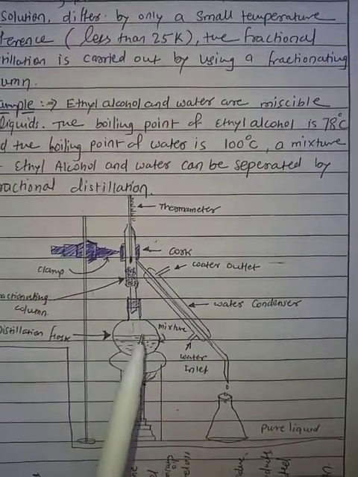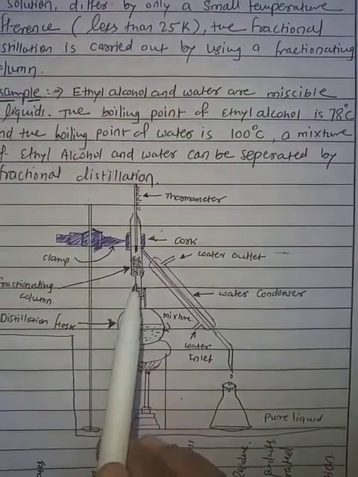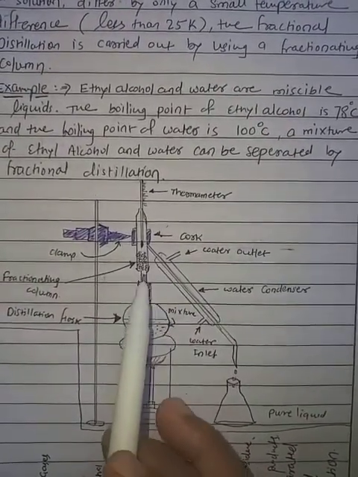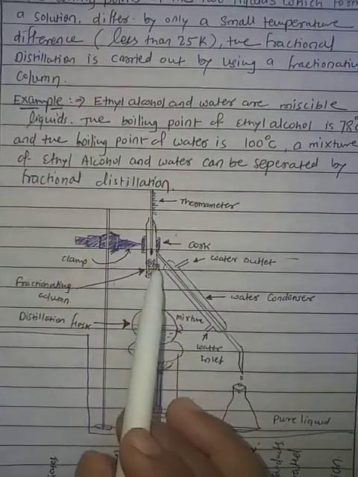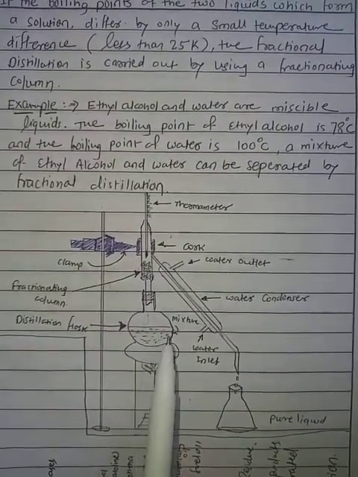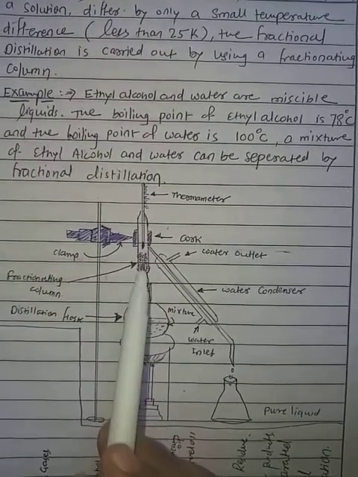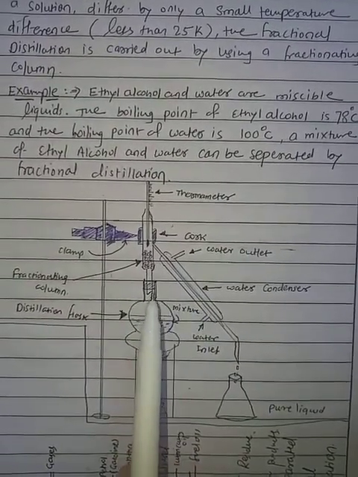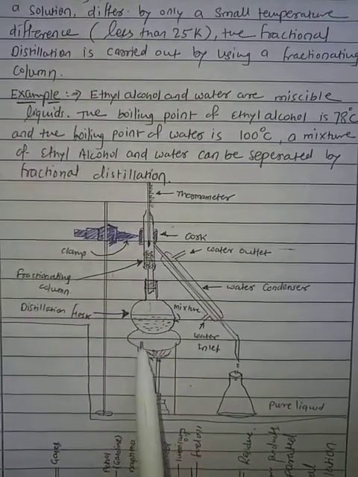Next, the upper part of this fractionating column is cooler. So as the hot vapors rise up in the column, they get cooled, condensed here, and fall back into the distillation flask again. As the experiment goes on, the fractionating column warms up by the heat released by the condensed vapors.